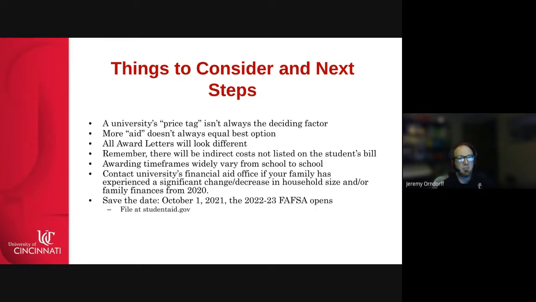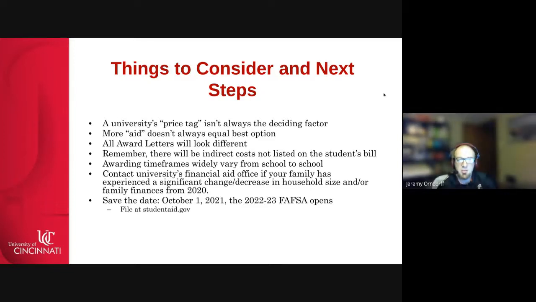And again, as I said, more aid doesn't always equal the best option. Make sure you're looking at award letters and comparing apples to apples. There are always going to be indirect costs. The bill is going to be for tuition or room and board or things like that, and you want to make sure you remember the rest. This is where the cost of attendance comes in handy, because they do give estimates for things like books and miscellaneous expenses. So make sure you're budgeting for that.